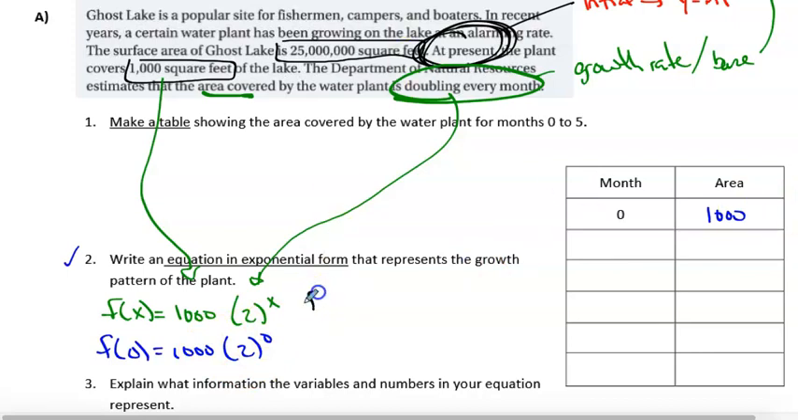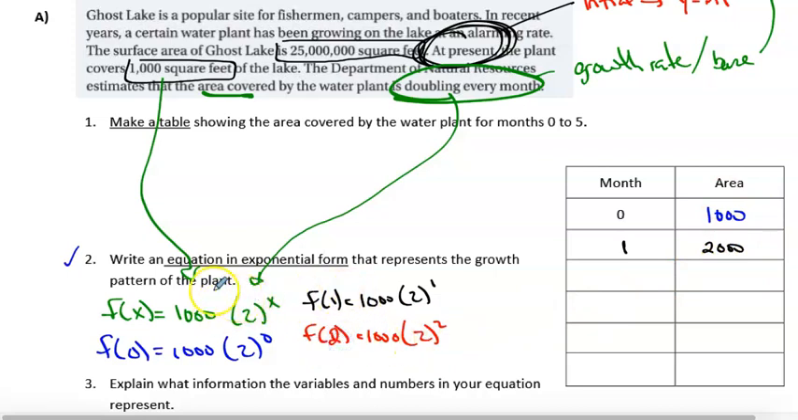We could do f of 1 using this equation, so 1,000 times 2 to the first, right? 2 to the first is 2, 2 times 1,000 is 2,000, and again, we could use our equation over and over and over again. But since we have a table up there, let's make use of this table. But if I did this one more time, 2 squared, sorry.